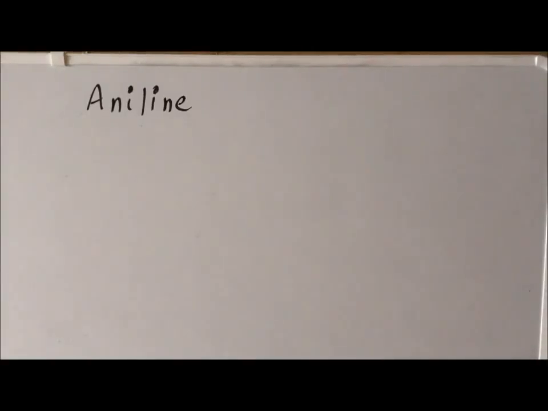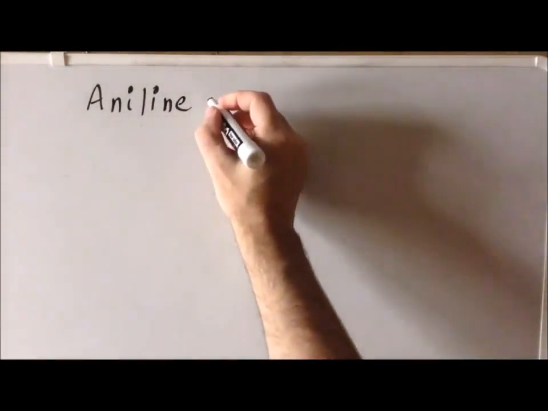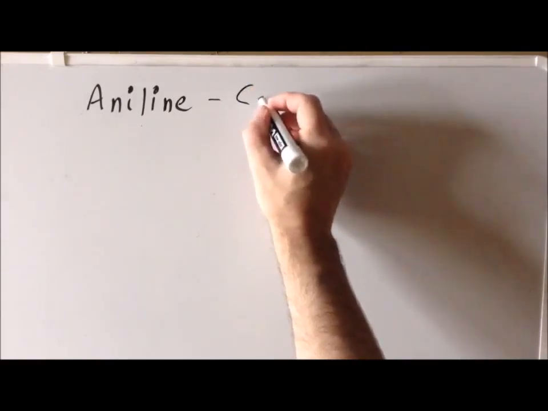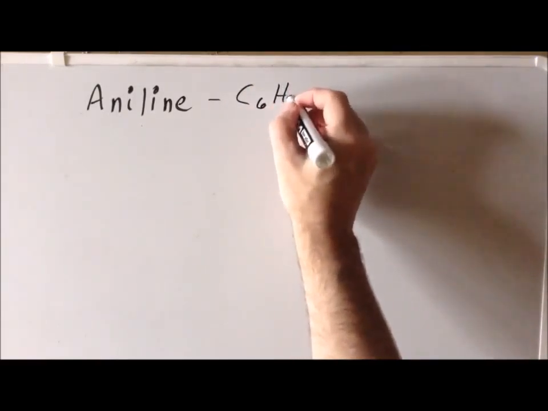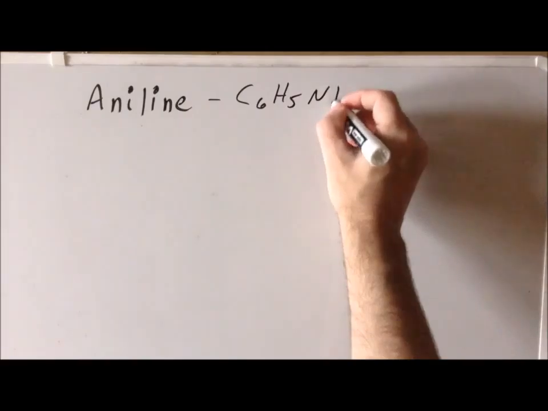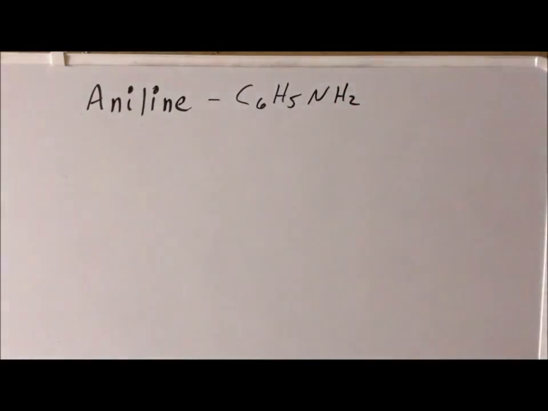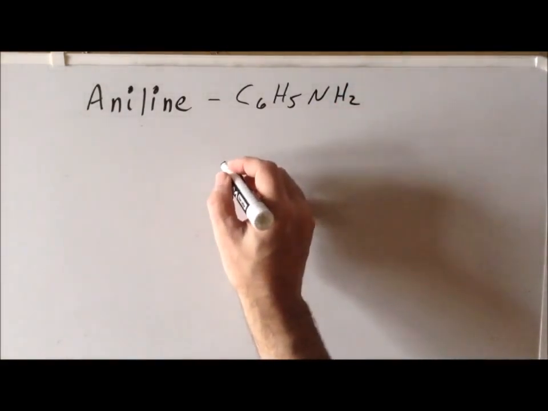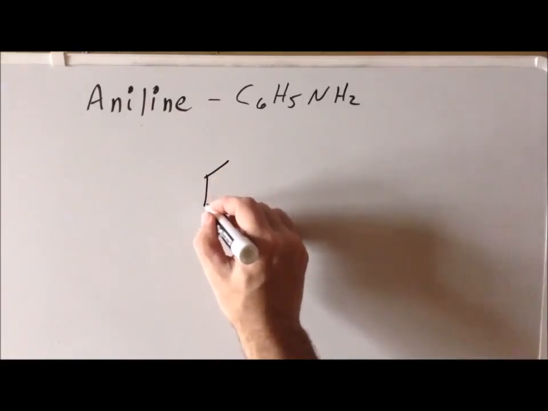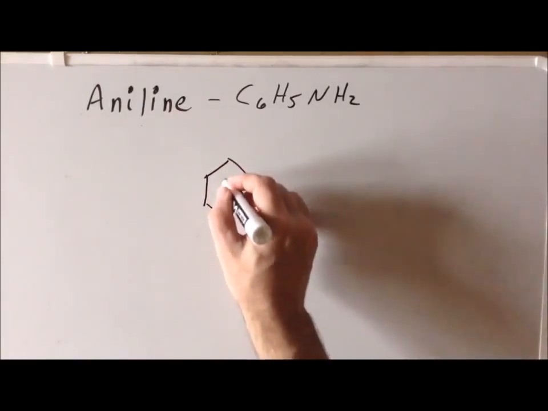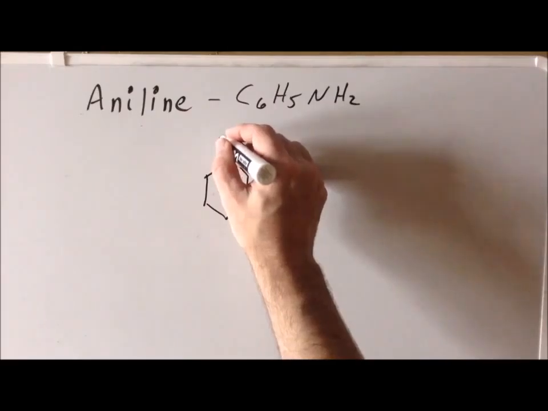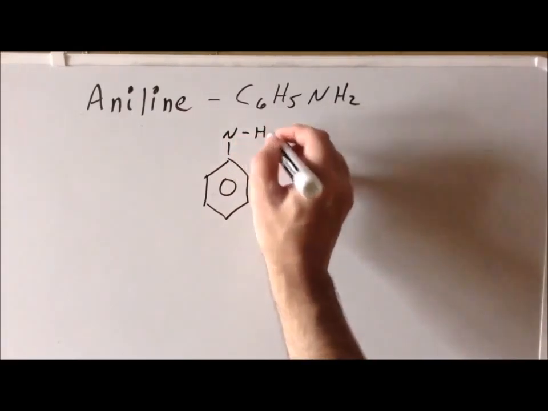In this video, we want to calculate the pH of a solution of the weak base aniline. Aniline has the chemical formula C6H5NH2. And if we draw its chemical structure, we have a benzene ring attached directly to a nitrogen atom with two hydrogens.